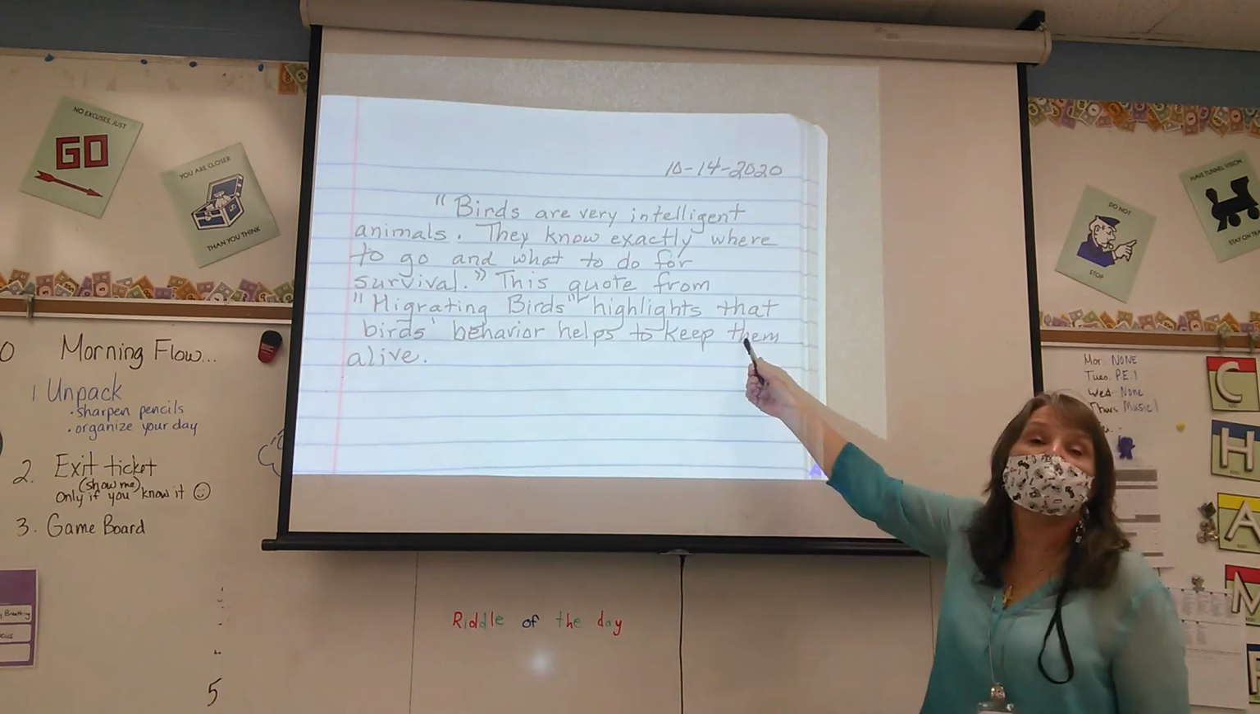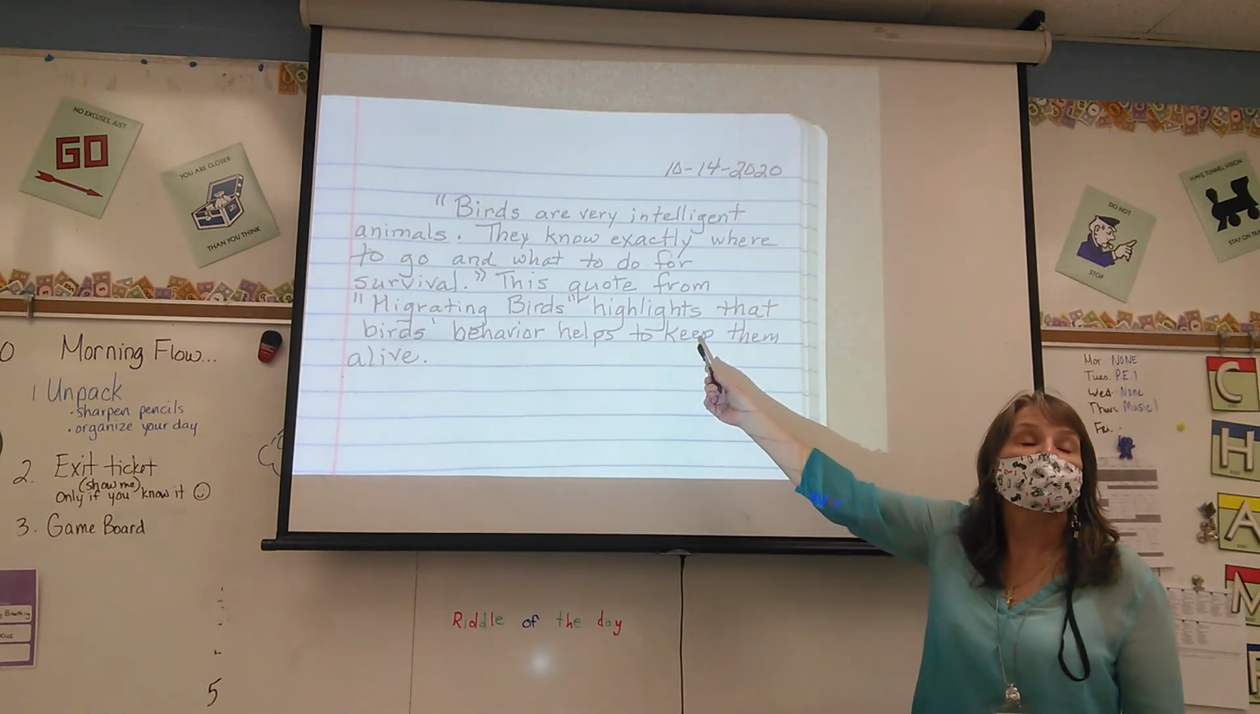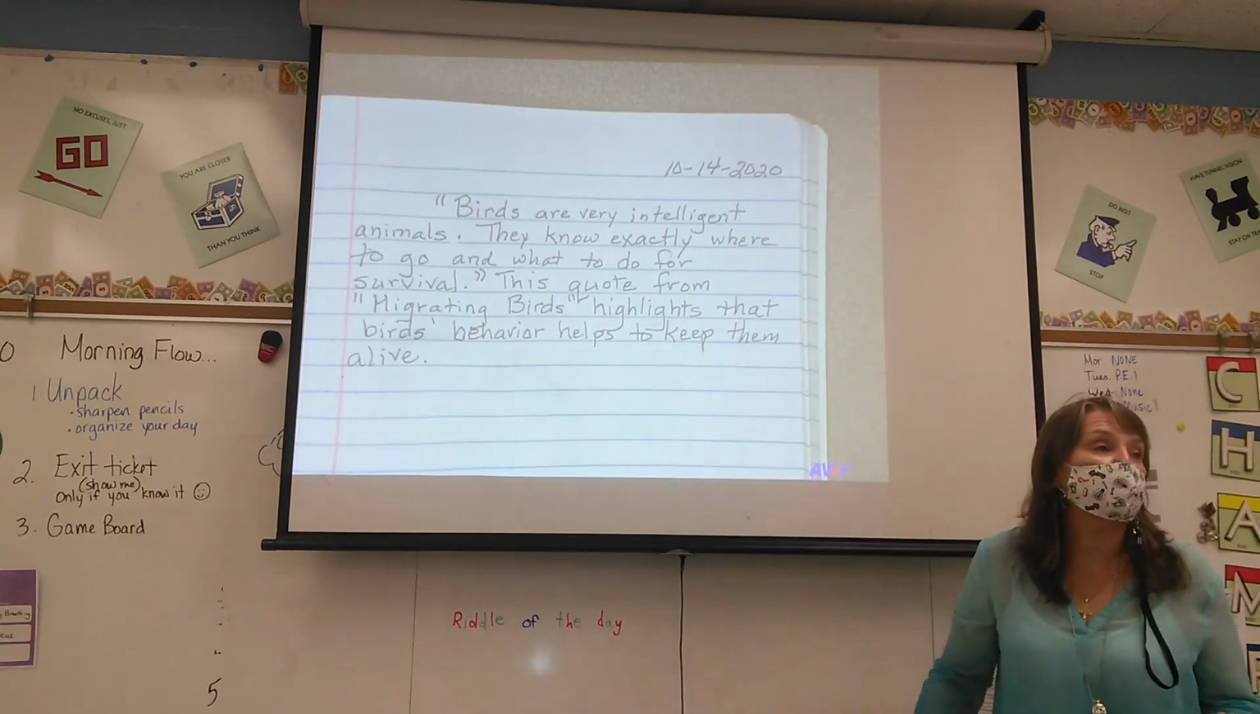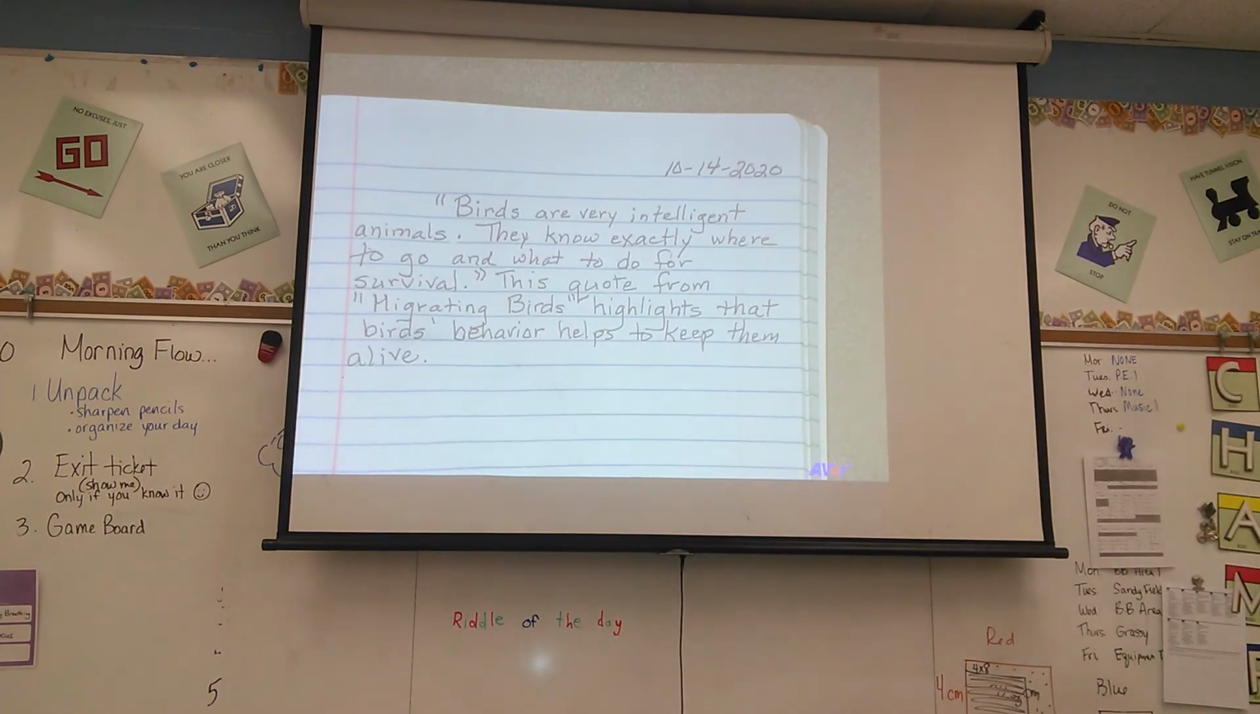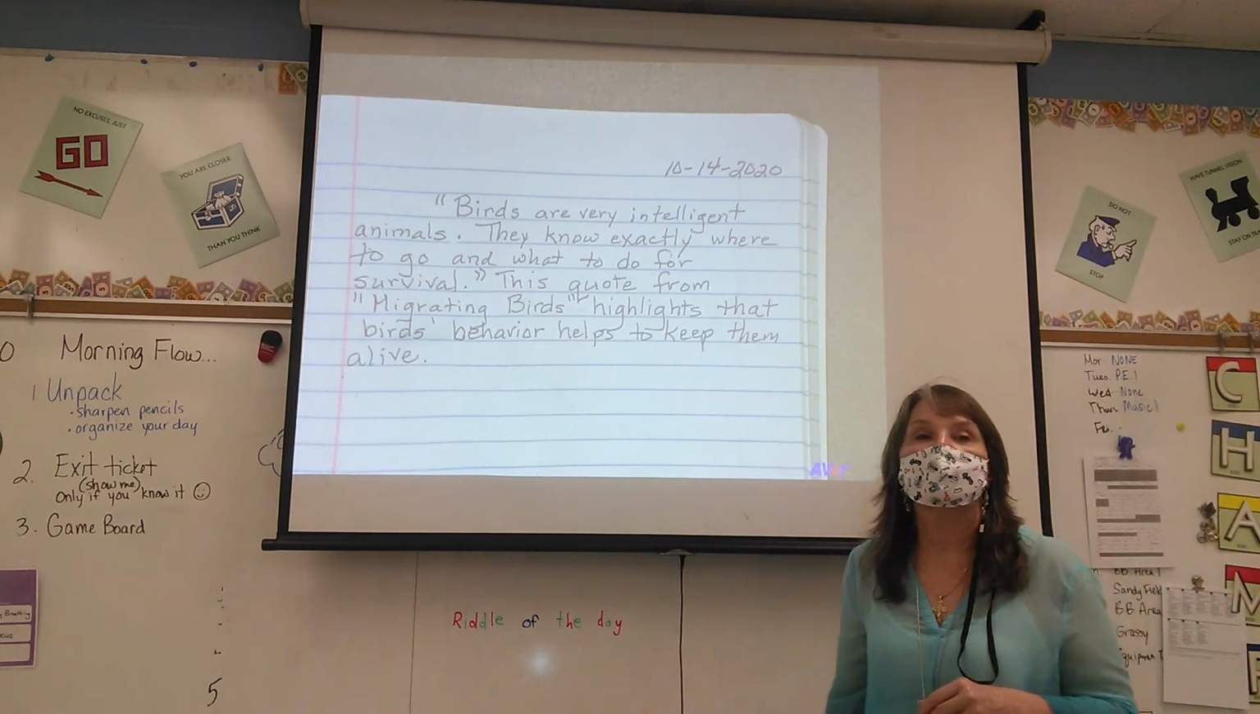So this is our hook right here. All right, notice it's 3 sentences long. Birds are very intelligent animals. They know exactly where to go and what to do for survival. This quote from Migrating Birds highlights that birds' behavior helps to keep them alive.